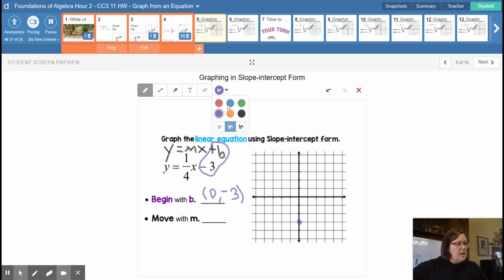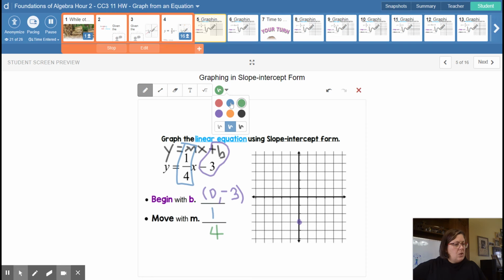Then I'm going to identify my slope. I'll use blue. My slope is going to be the number that's next to the x. If there's not a number next to the x, remember there's an imaginary 1 there, okay? So keep that in mind for when you have to figure out how to graph those points. I know that my slope is 1/4, so I know my rise will be 1, and my run is 4.